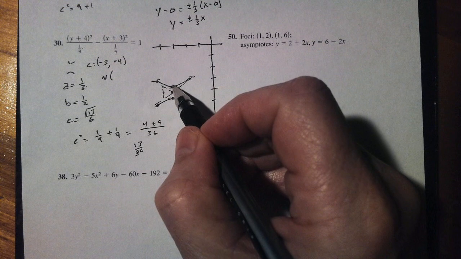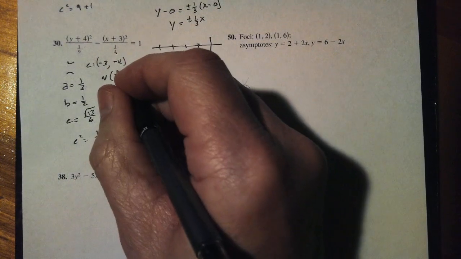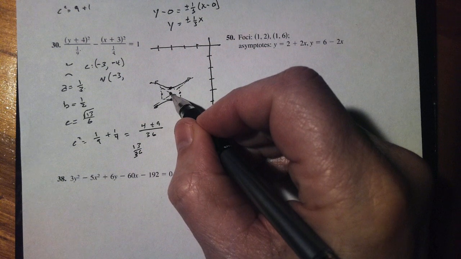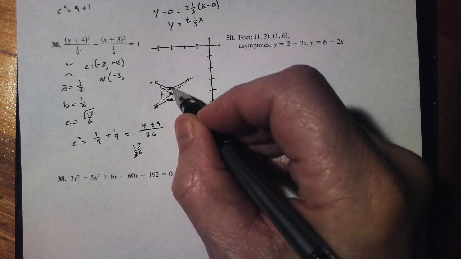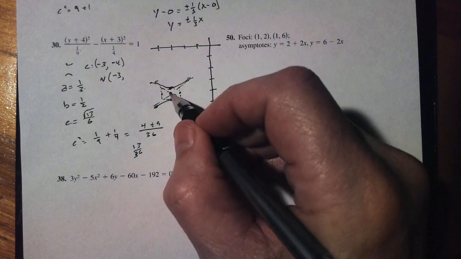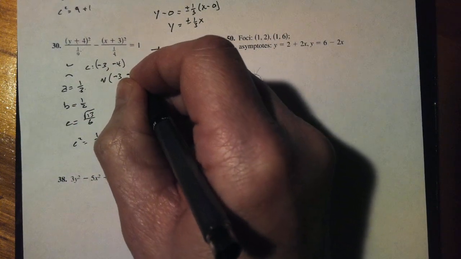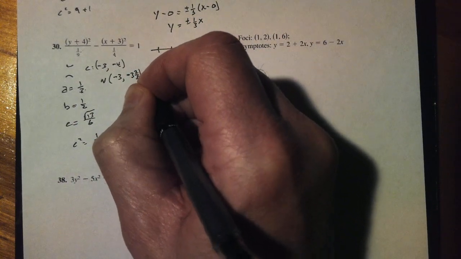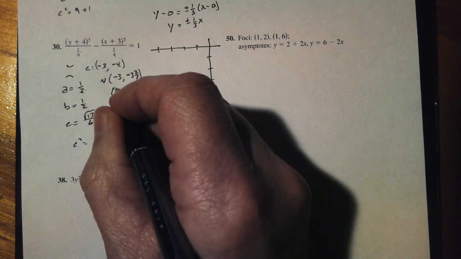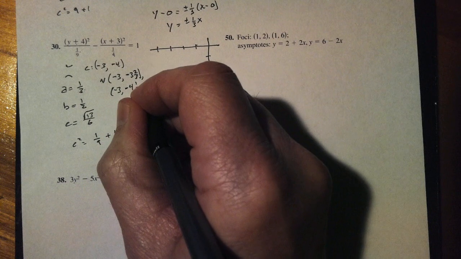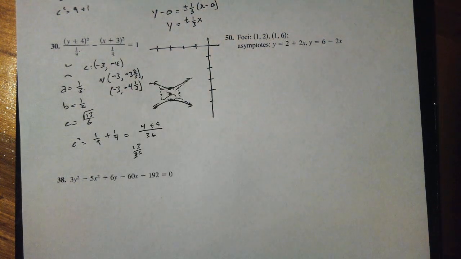To get to this vertex, I went left 3, and then I went down 4, but up 1/3. Negative 3 2/3. And then I went negative 3, I went down 4 and another 1/3, negative 4 and 1/3.